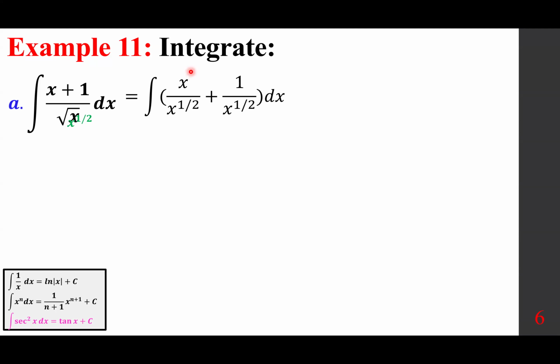Of course, this has the exponent 1. 1 minus 1/2 is 1/2. And this one, negative 1/2. So we have x to the power of 1/2 plus x to the power of minus 1/2 dx. So far, 1, 2, 3, all of them algebraic steps.